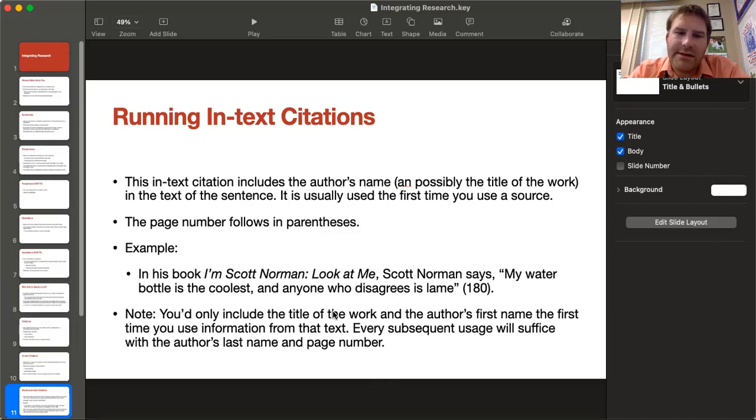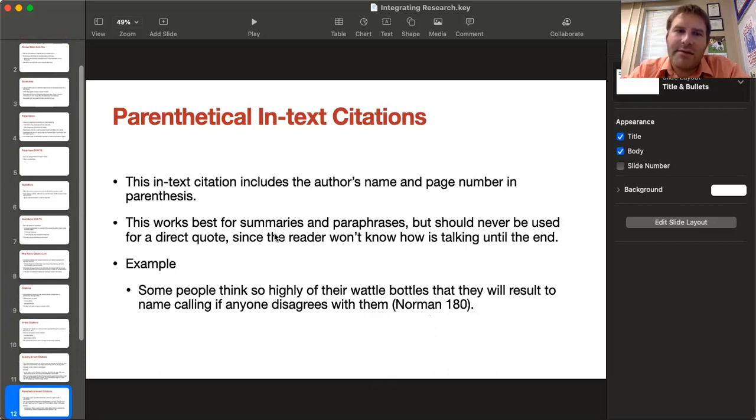No, you only include the title of the work and the author's first name the first time you use the information in the text. Every subsequent usage will suffice with the author's last name and the page number. Parenthetical citations, in this in-text citation, include the author's name and the page number in parentheses. This works best for summaries and paraphrases, but should never be used for a direct quote, since the reader won't know who's talking until the very end.